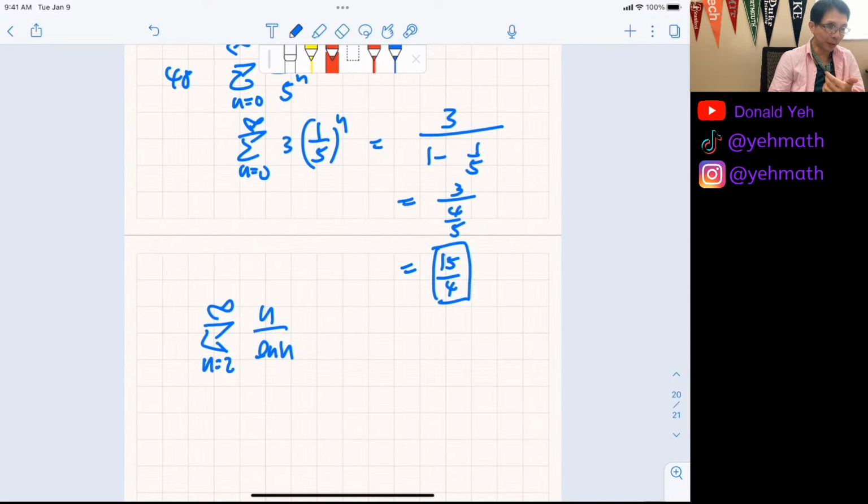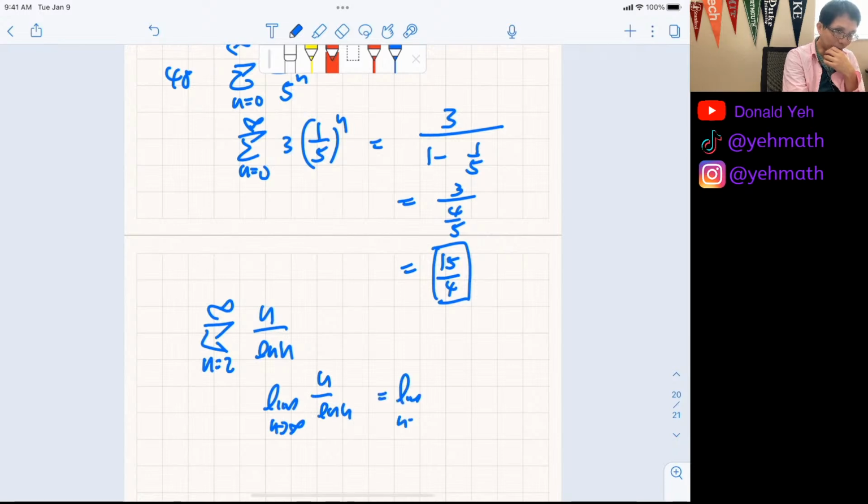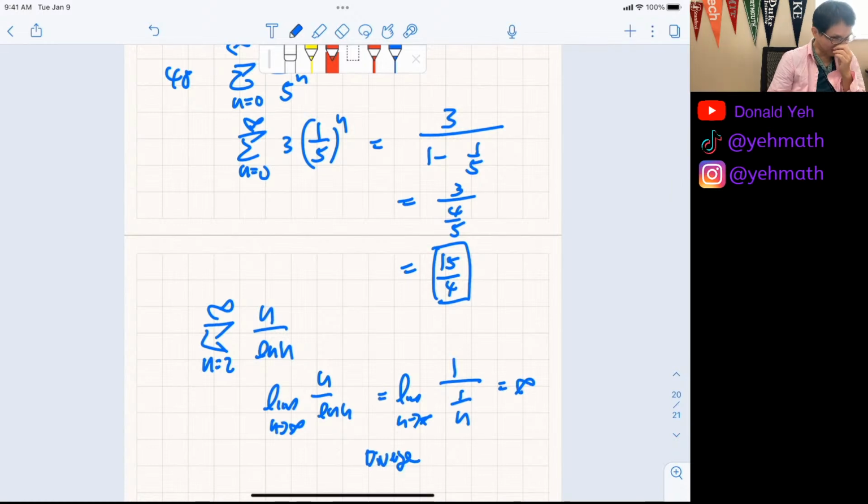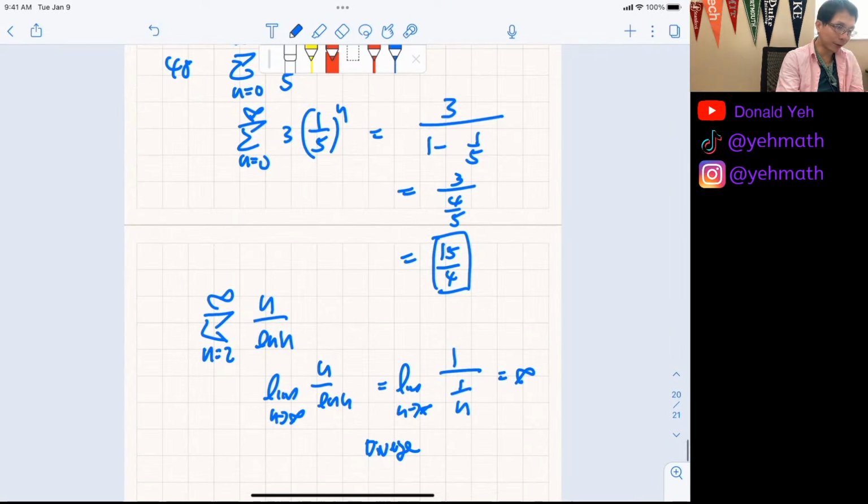This one's not geometric, it's not telescoping. It diverges if you take the limit as n approaches infinity of n over natural log of n. That's equal to, by L'Hopital, 1 over 1/n. As n approaches infinity, 1/n goes to 0, so the limit is infinite, so it diverges. So 1 over a very, very small value is going to be a very big value, so that's what happened.